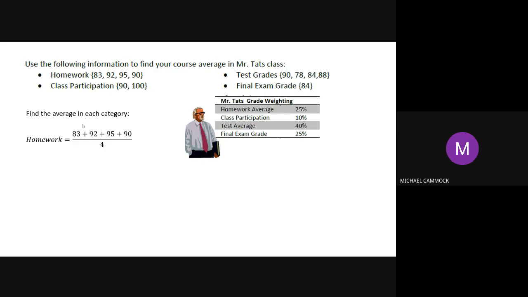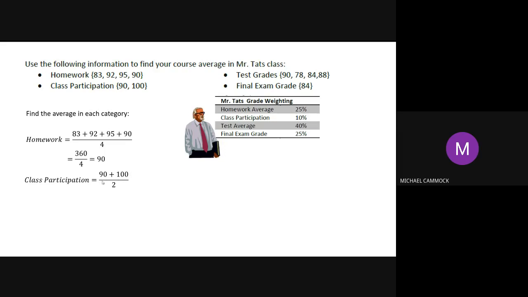So for homework, I'm going to take 83 plus 92 plus 95 plus 90 divided by 4 because there are 4 homework marks. Okay? So that's all I'm doing. Find the average homework mark. I'm going to use this later on to figure out what this person's final mark is, which works out to be 90, by the way. So 360 divided by 4.